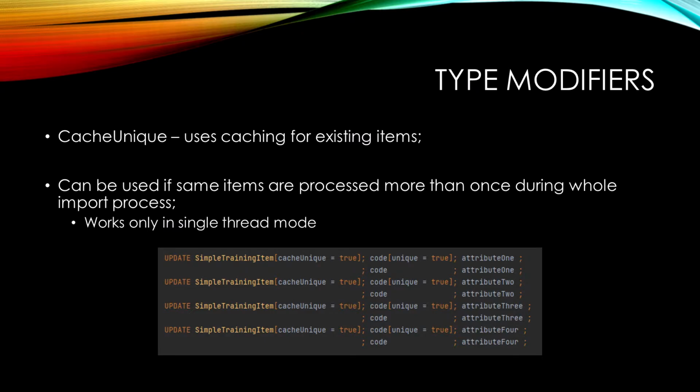The cache unique modifier is used to cache items. It makes sense if you will use a certain item more than once during import. This modifier works only in the single-threaded mode.